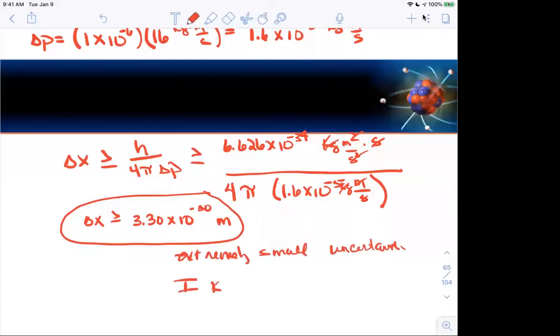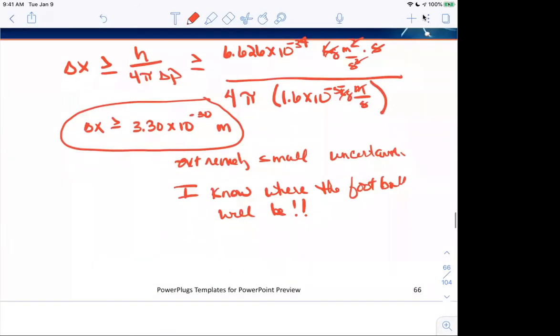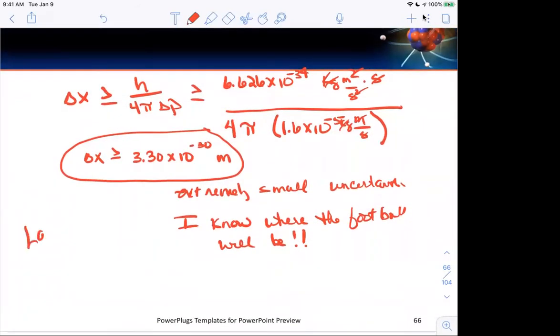So I know where that football is going to be. Lucky for Tom Brady, right? Unless he deflates it anyway. This goes to show you with large objects, right? I don't have that uncertainty, and I can prove it using this principle of quantum mechanics. The uncertainty is negligible. I actually know where that football is.